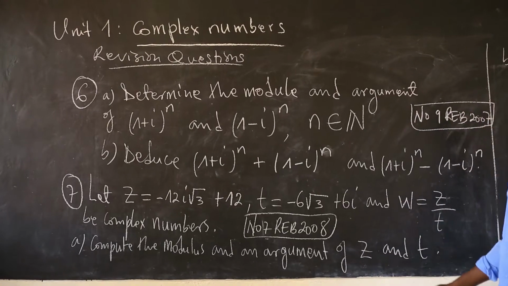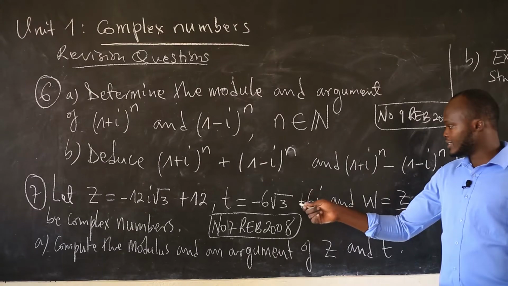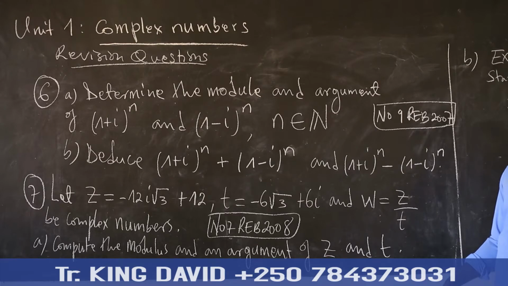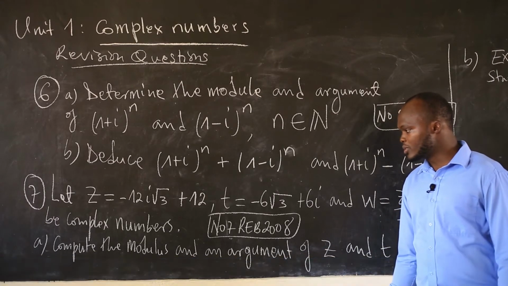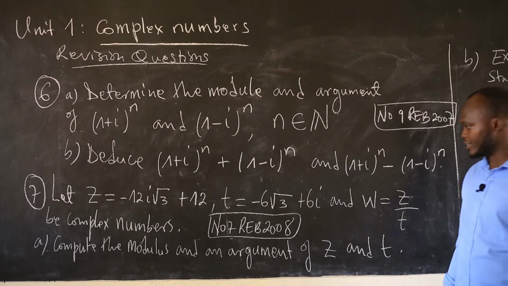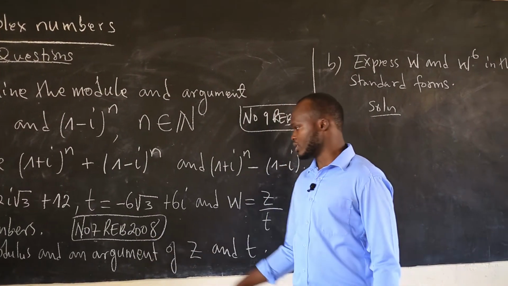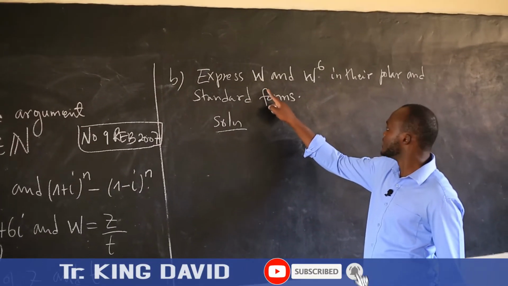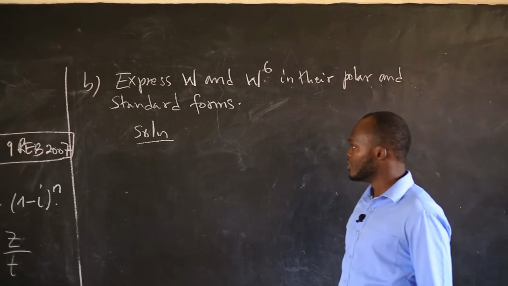Number 7 is saying let z equal to negative 12i root 3 plus 12 and t equal to negative 6 root 3 plus 6i. So remember that we are doing revision questions about complex numbers. So now that we have z and t, w equal to z over t is a complex number. Now 7a is saying compute the modulus and argument of z and t. That is 7a. This number 7a and b is number 7 from 2008.